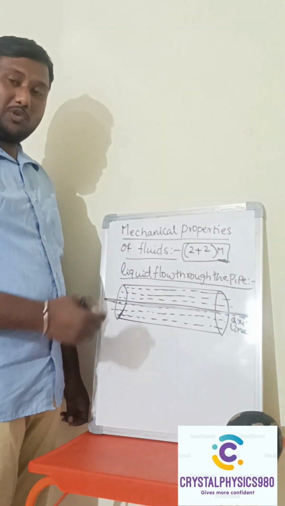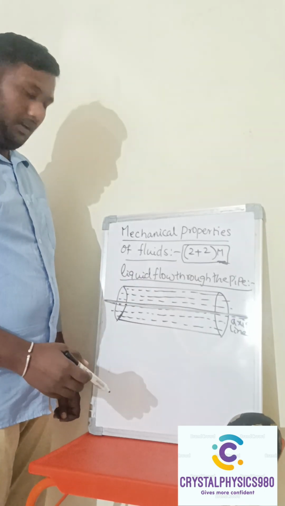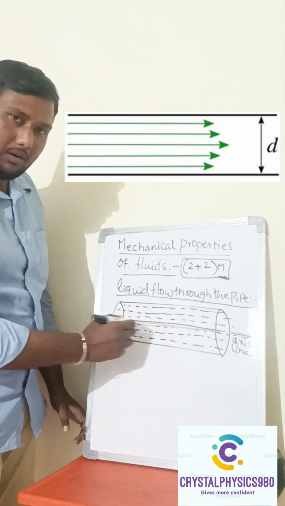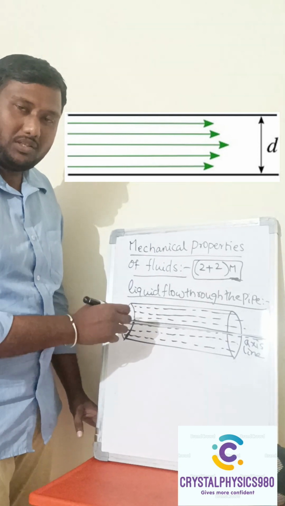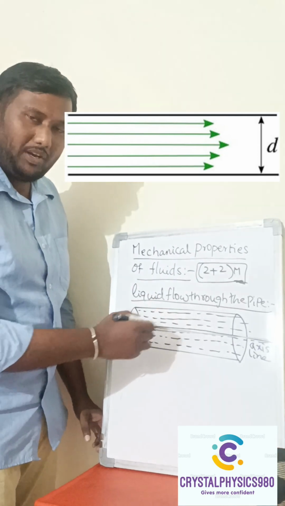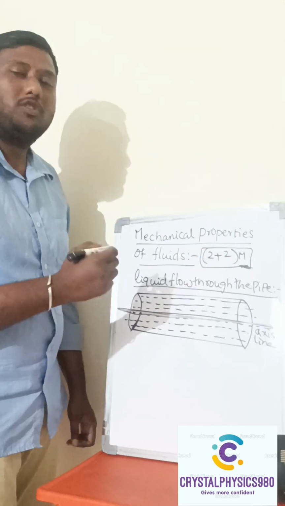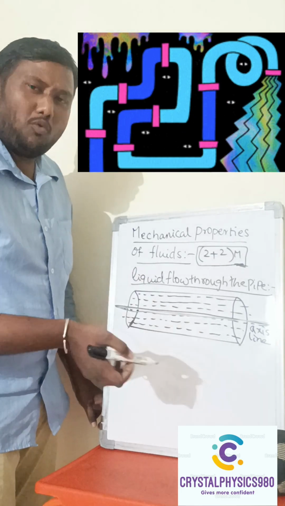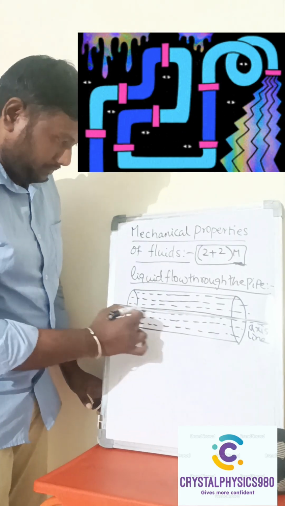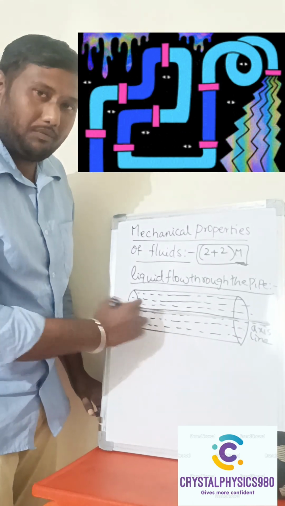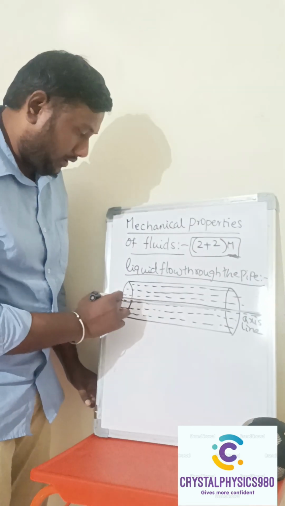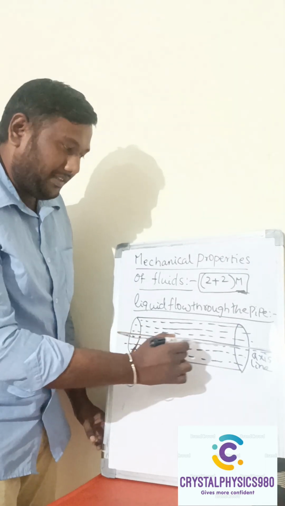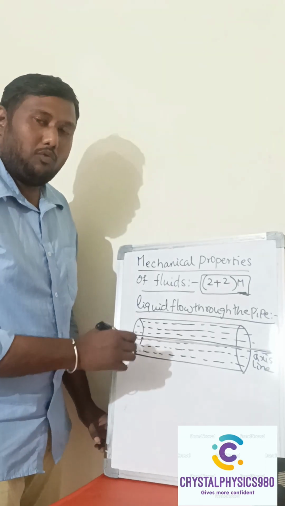Next concept is liquid flow through a pipe. When you observe the pipe, all the water is moving in layers, though we can't see them. The water in the middle is moving faster. Along the axis line, which we draw through the middle of the pipe, the water is fastest. Compared to the other layers, the streamline flow along the axis is the fastest.